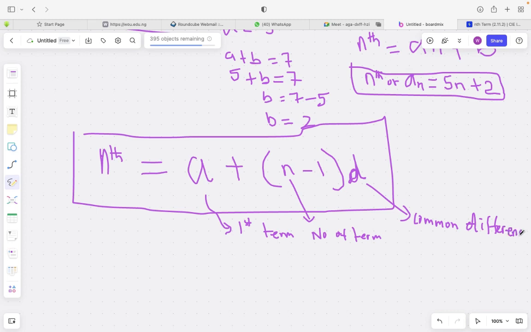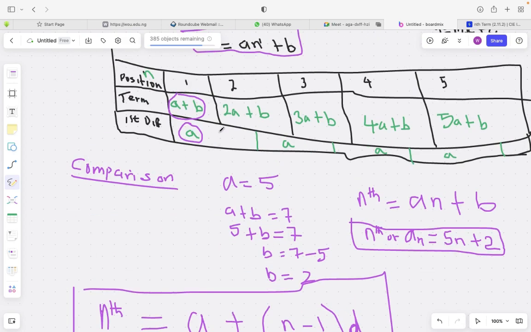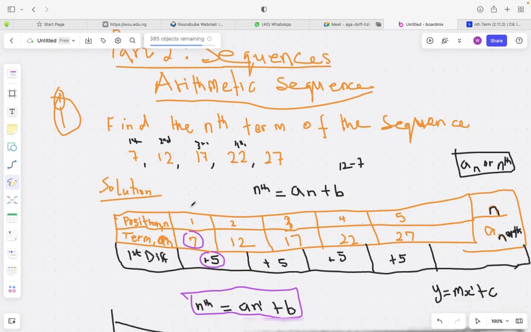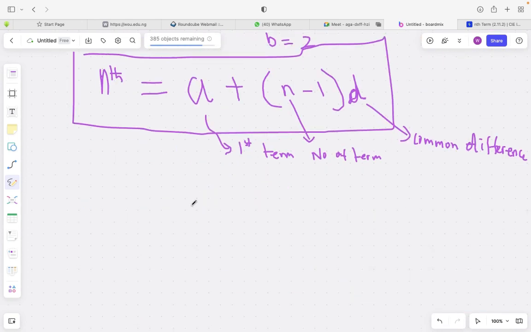So if we're using this formula to find the nth term, it's very easy. Let's go back to our sequence. For our sequence, the first term is 7 and the difference is 5. So we already know that A is 7 for that sequence.